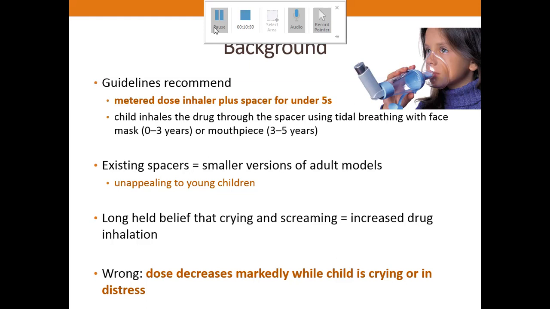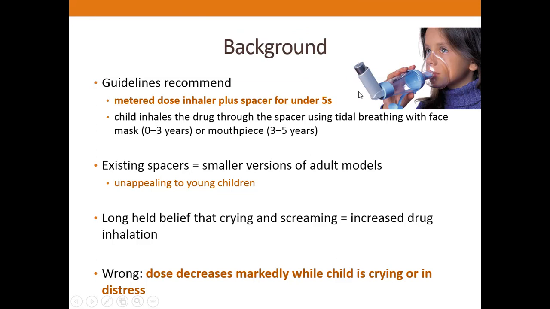This is what a spacer looks like in the picture. So you've got your inhaler just here on the end, and then you've got a face mask, and then you've got the spacer in the middle. Most adults will just have the inhaler if they've got asthma, but the child inhales the drug through the spacer using tidal breathing with a face mask or with a mouthpiece, depending on their age. The face mask is for children under 3, the mouthpiece is for 3 to 5. Actually this one has a face mask, but you can see that this child has also got a little mouthpiece just there, so she must be over age 3.